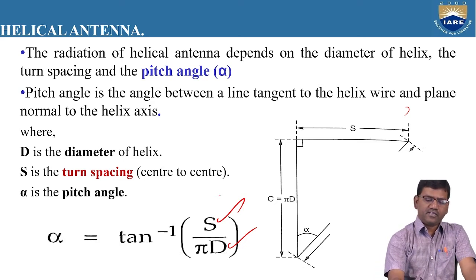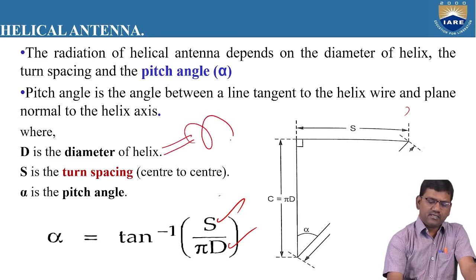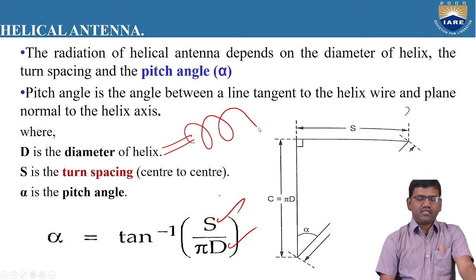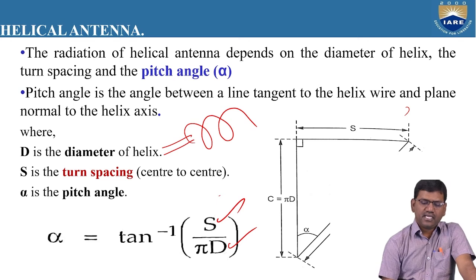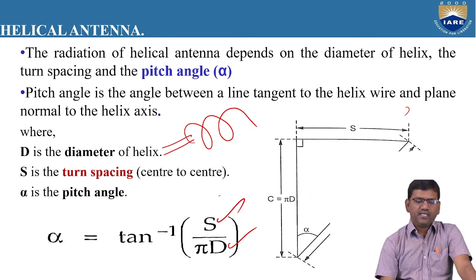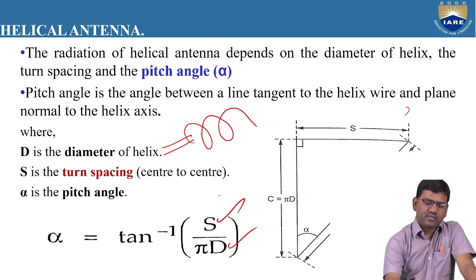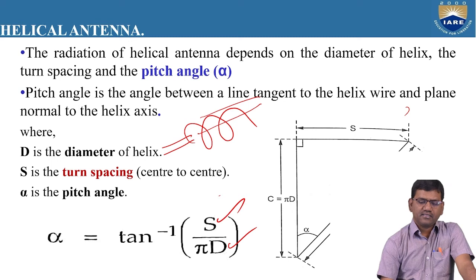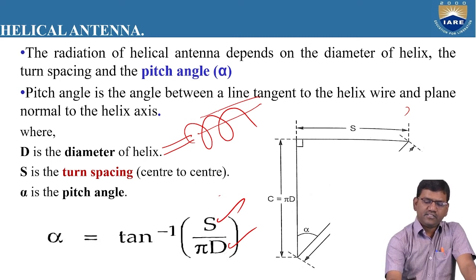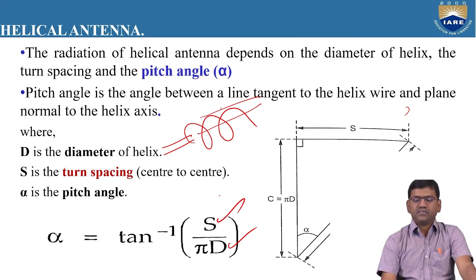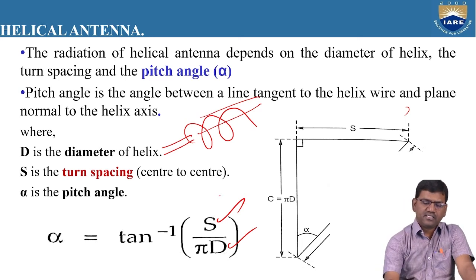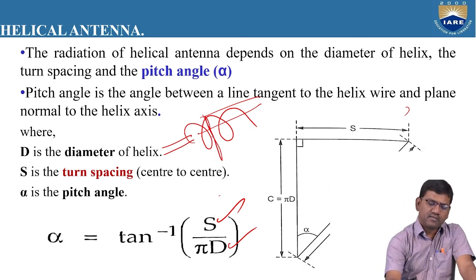You can observe this in the figure. This is the helical antenna. So what is alpha? Alpha is known as the pitch angle. It is the angle between a line tangent to the helix wire and a plane normal to the helix axis. If you draw a tangent here, this is the helix wire, and this is the tangent. And this is a plane normal to the axis. This is the axis.